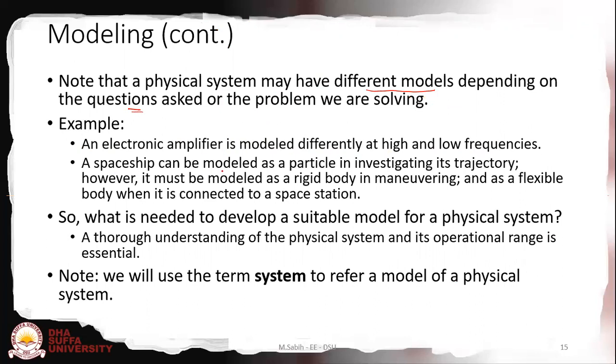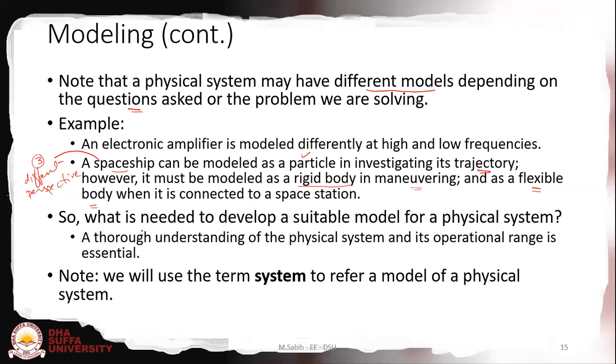And a spaceship can be modeled as a particle when we are discussing its trajectory path, okay? But it may be taken as a rigid body when we are talking about maneuvering, or as a flexible body when we connect it to the space station. So the spaceship can be modeled from three different perspectives. Okay, different perspectives.